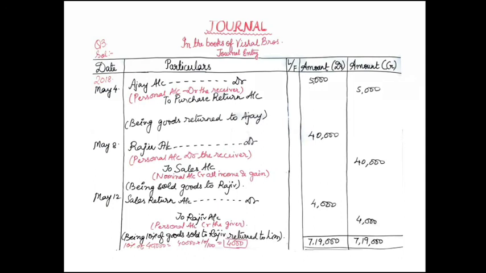We need to find out 10% of 40,000, that is 4,000 will be the answer for the sales return recording. Then adding up the transaction total is 7,19,000.